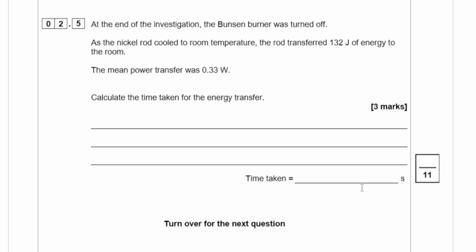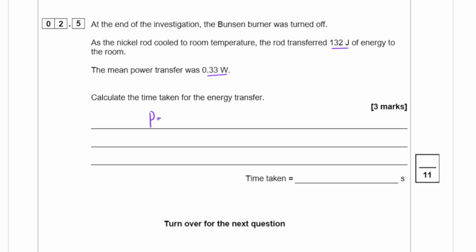At the end of the investigation, the Bunsen burner was turned off. As the nickel rod cooled to room temperature, the rod transferred 132 joules of energy to the room. The mean power was 0.33 watts. Calculate the time taken to transfer the energy.